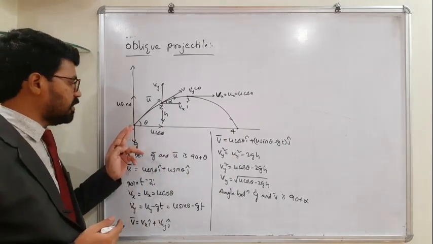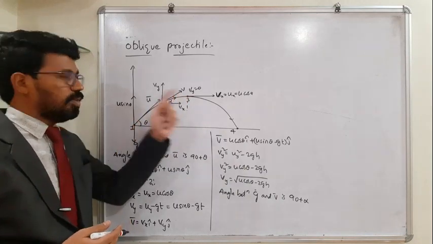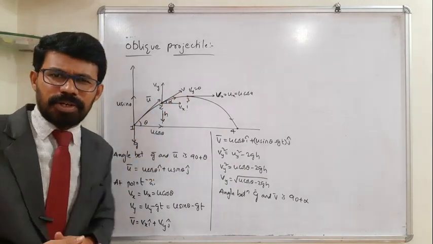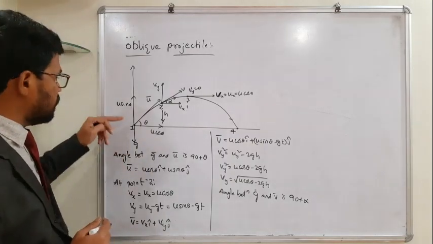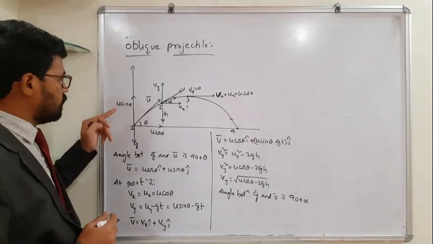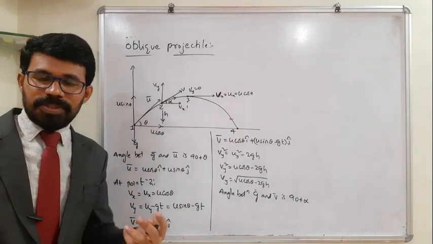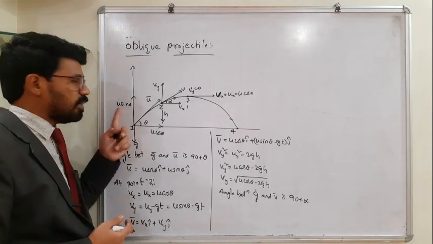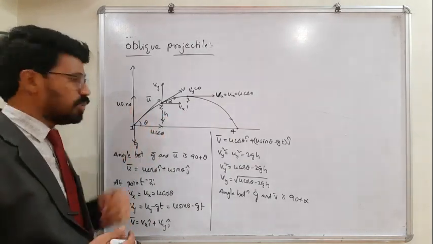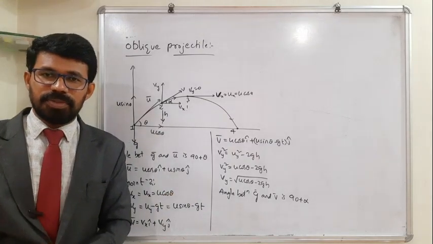Sometimes you'll have questions like, how much is the change in the horizontal component of velocity by the time the body reaches from the initial point of projection to the highest point? Will there be any change in the horizontal component? There won't be any change. The change is 0. If any change is there, it will be in the vertical component of velocity. Here it is u sin theta. By the time it has reached here, the vertical component has become 0. So the magnitude of change in vertical component of velocity is 0 minus u sin theta, or in terms of magnitude, u sin theta.